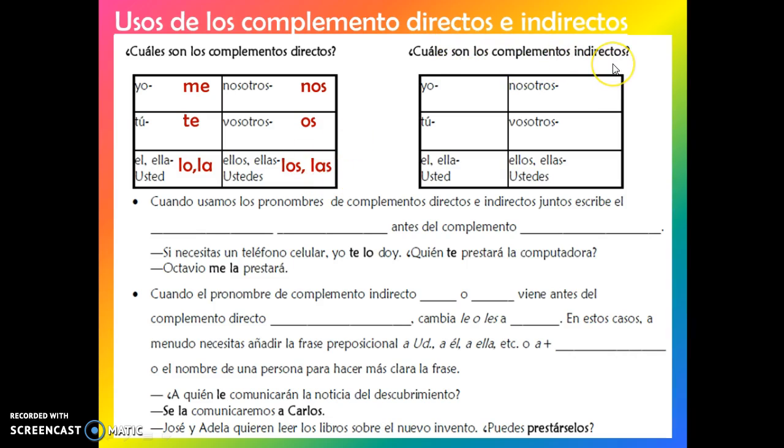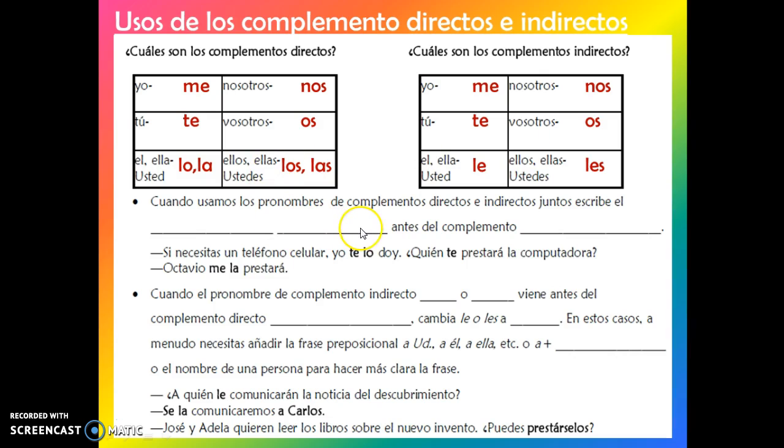¿Cuáles son los complementos indirectos? Me, te, le, nos, os, and les. Indirect object pronouns answer the question to whom or for whom or to what or for what something is done. So direct objects answer the question who or what. What am I going to receive? A present. That would be the direct object. To whom are you going to give the present? That would be the indirect object. To my mom. So let's take a look.